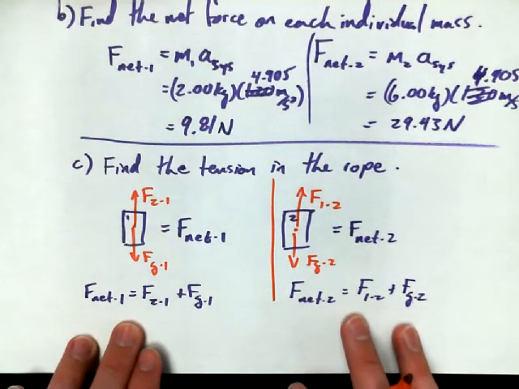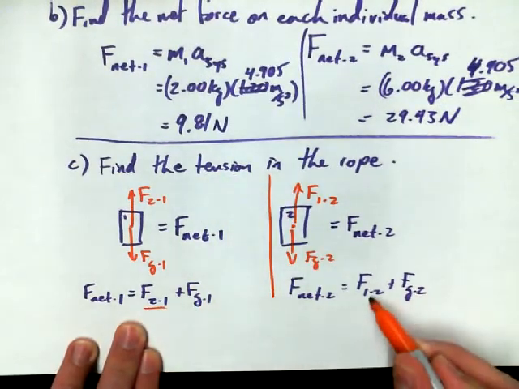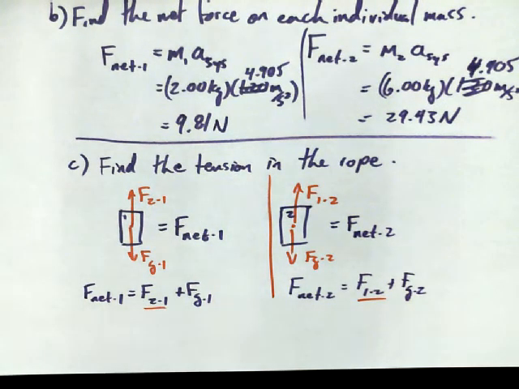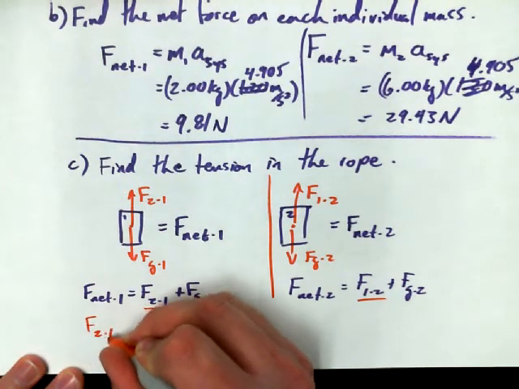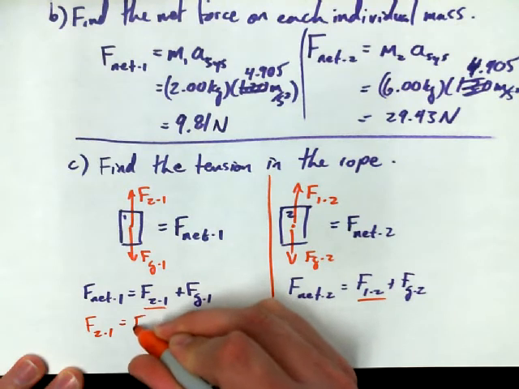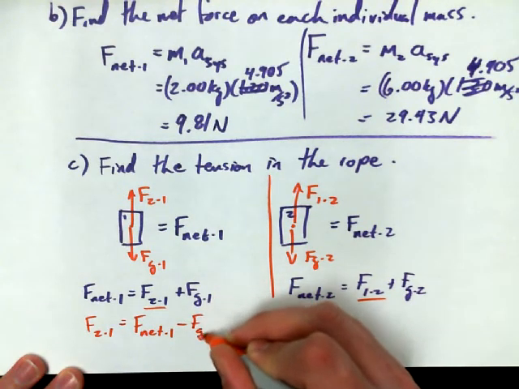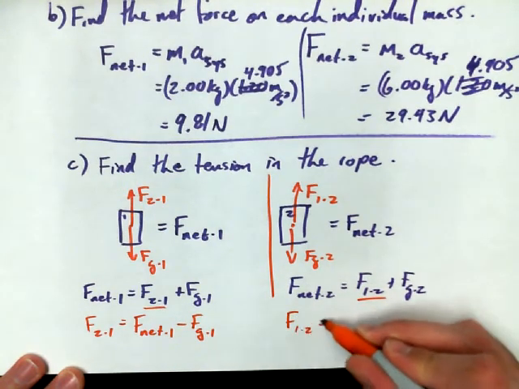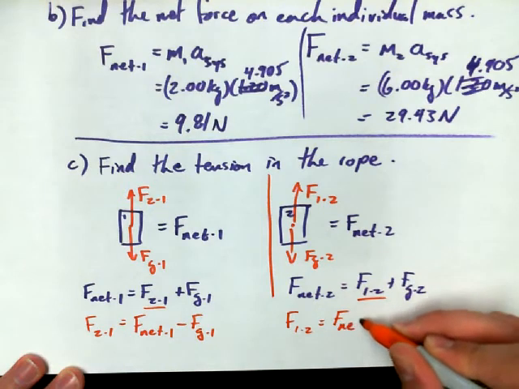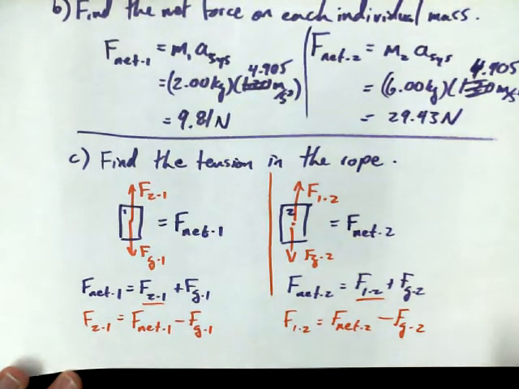But this doesn't get us to the final answer. What we want to get to is tension, and as we said before, tension is that action-reaction force between the two masses. So we have to isolate for that force. Force of 2 acting on 1 is equal to Fnet for mass 1 minus Fg acting on mass 1. And force of 1 acting on 2 is equal to Fnet 2 minus Fg acting on 2.